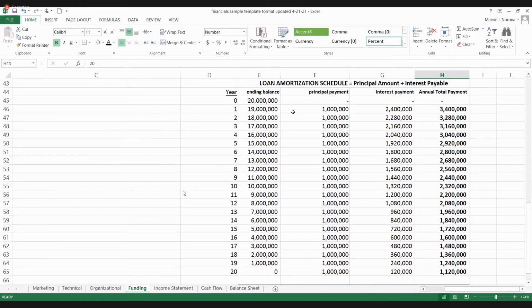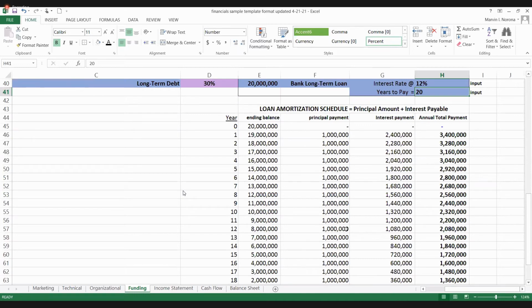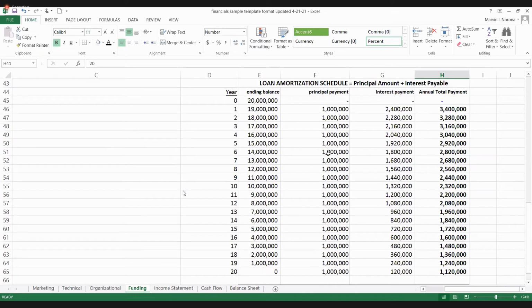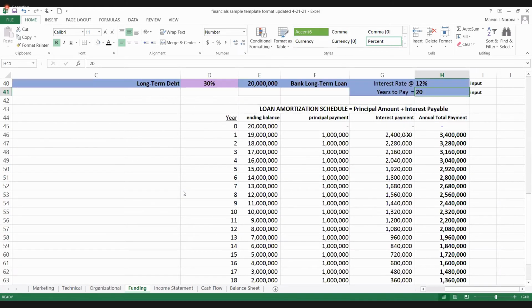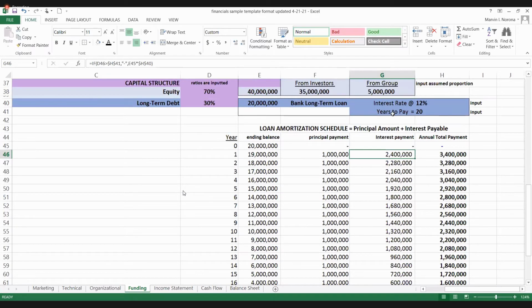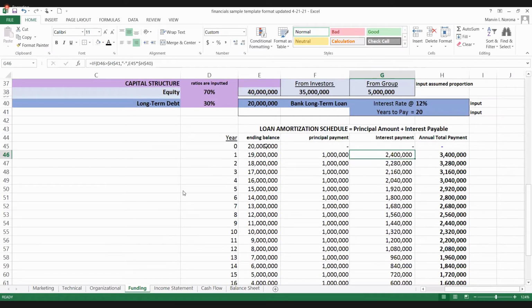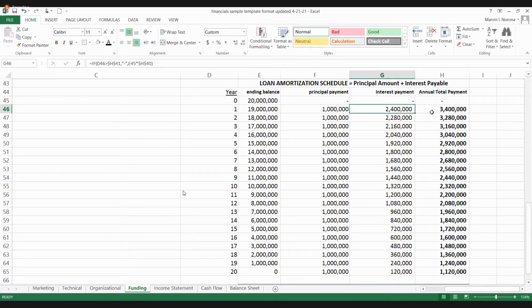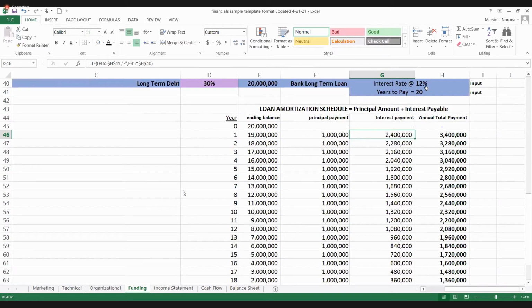So, kung 20 years to pay, ito yung schedule na nababawas tuwing magbabayad ng principal amount every year. Kasi 20 million divided by 20 is 1 million every year na babayaran. Plus interest rate. So, interest rate is 12% ng 20 million ng beginning balance. Ending balance yung natitira. So, ayan. So, makikita ninyo, dito naglalaro yun. Nagbabayad ka ng interest na 12%.